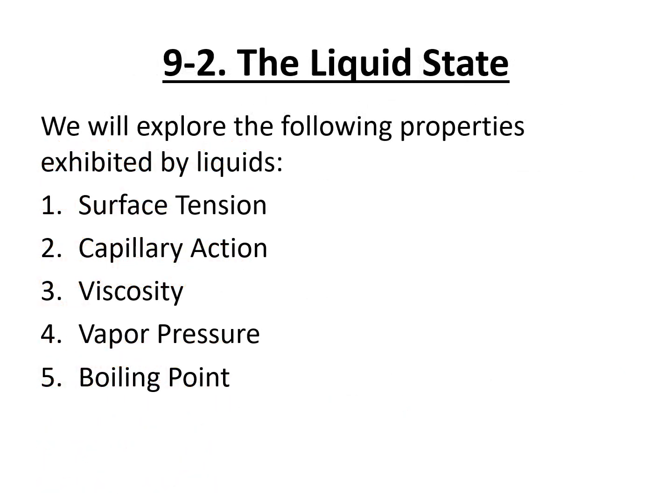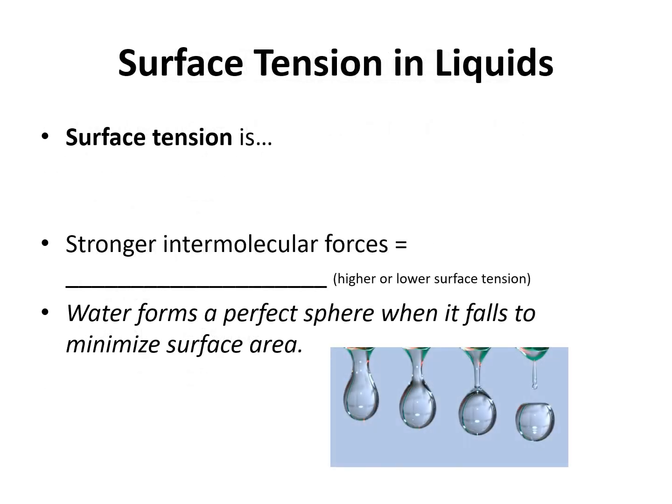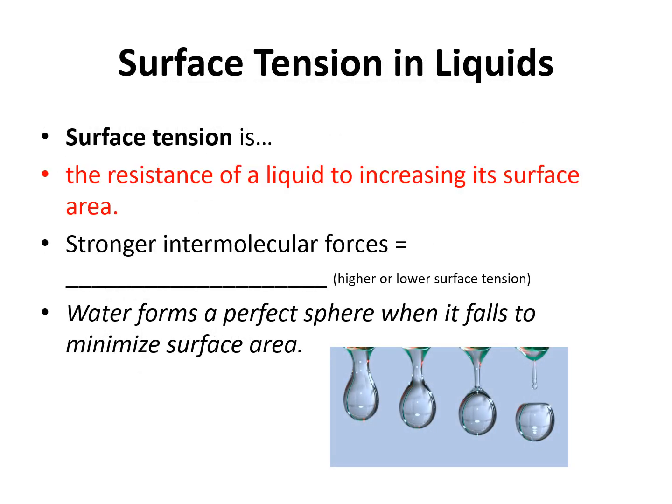In addition to boiling points and melting points, we can look at some other properties and correlate them with intermolecular forces of attraction. Those will include surface tension, capillary action, viscosity, and vapor pressure. Surface tension is the resistance of a liquid to increasing its surface area. Water will form a perfect sphere when it falls in order to minimize surface area. The stronger the intermolecular forces, the higher the surface tension.